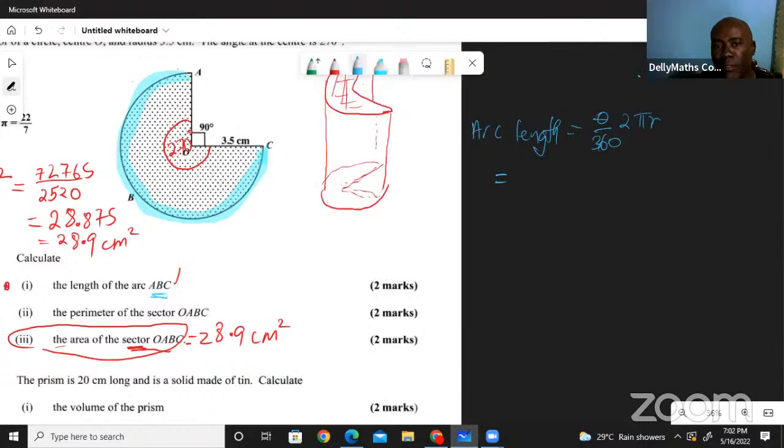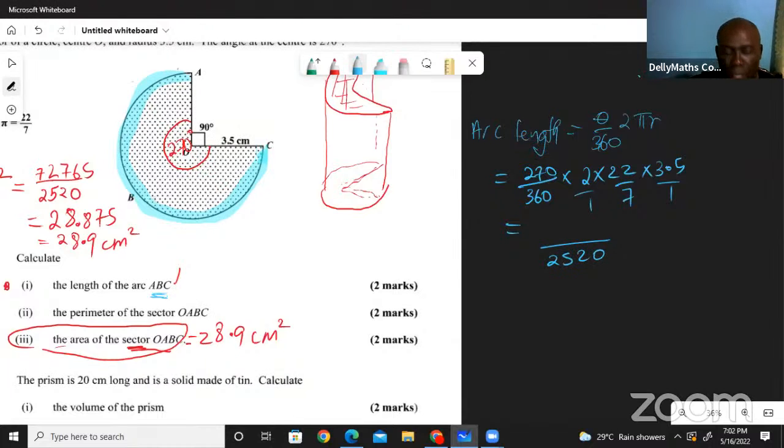So we're going to have 270 over the 360. The numbers are the same, except this is circumference now. 2 times pi times r, and r is the same, 3.5. And there we go. Let me write this better. All right, so let us just take our time. I'm going to work out the number at the top over the number at the bottom. I know the number at the bottom is that. So at the top, 270 times 2 times 22 times 3.5.